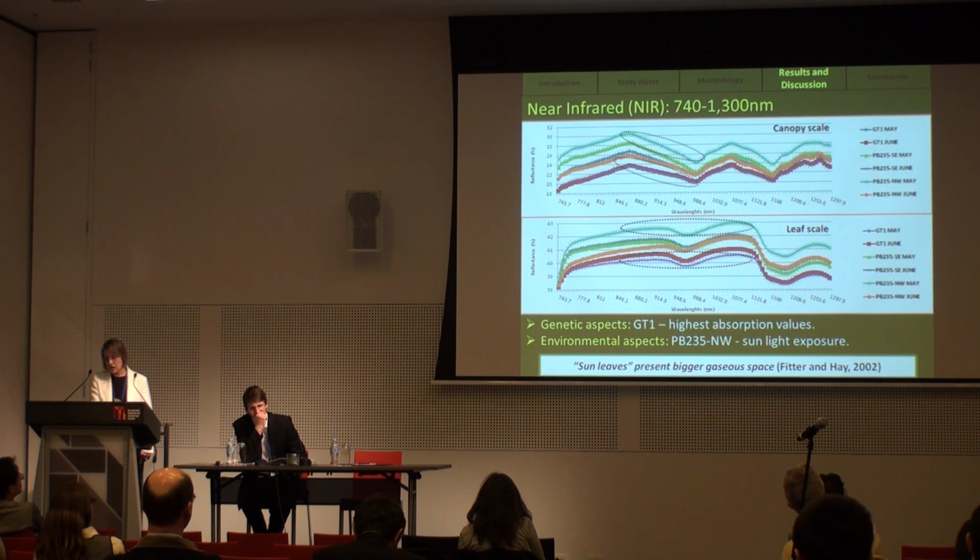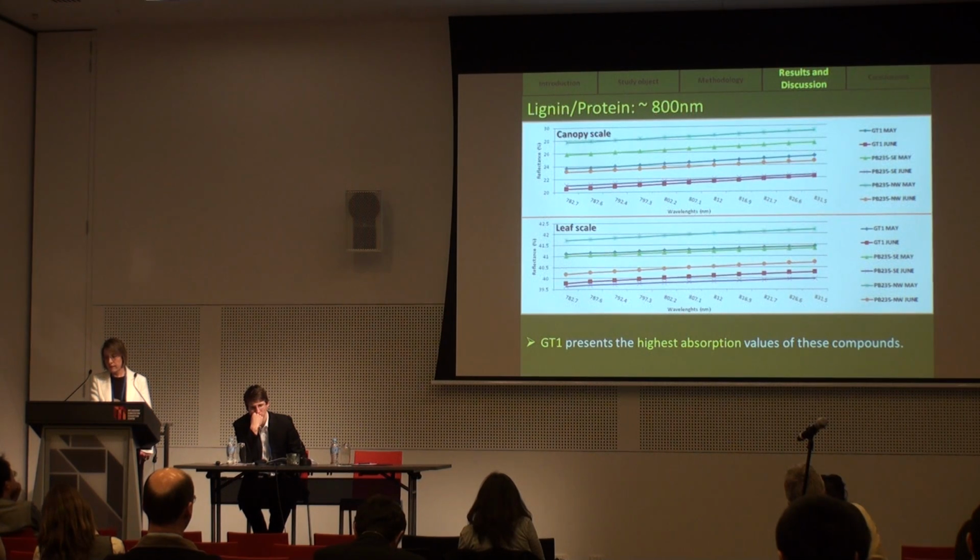And environment aspects were observed too, mainly because the PB Northwest is more exposed to the sunlight. For the absorption peak of lignin and proteins, we observed that the GT1 presents the highest absorption values of these compounds.